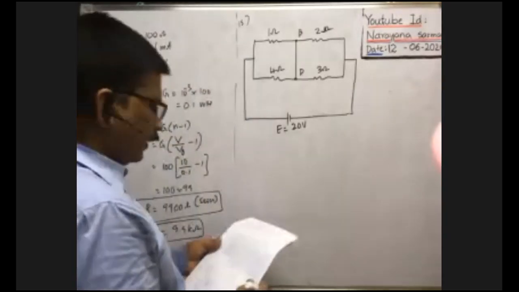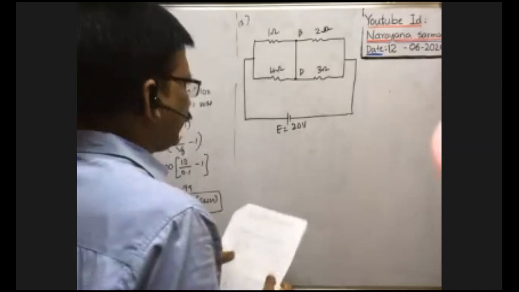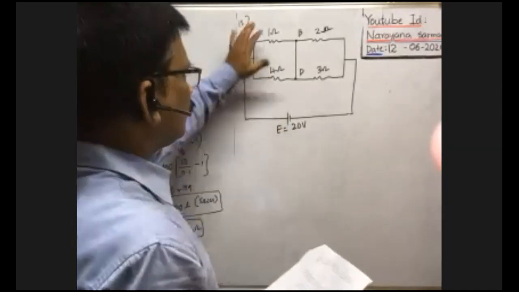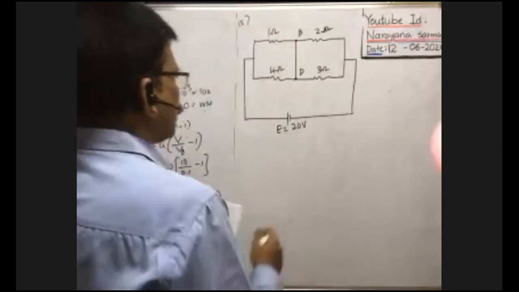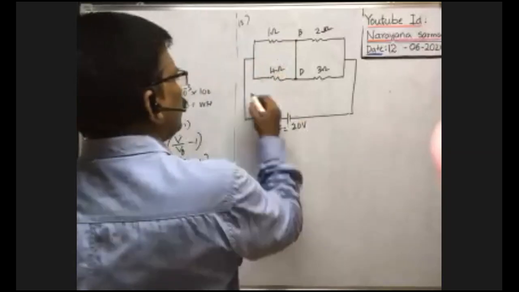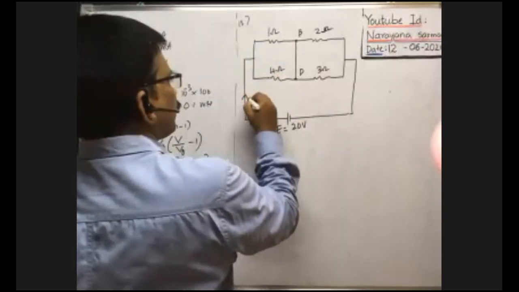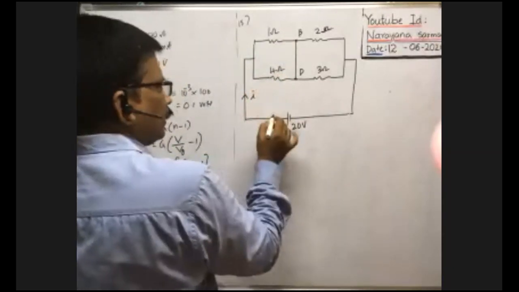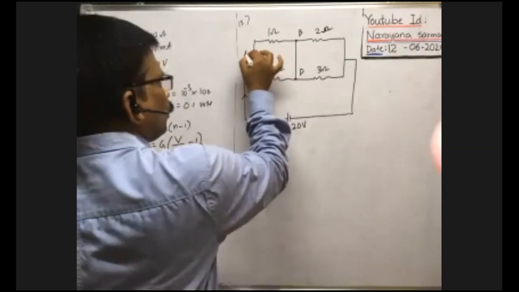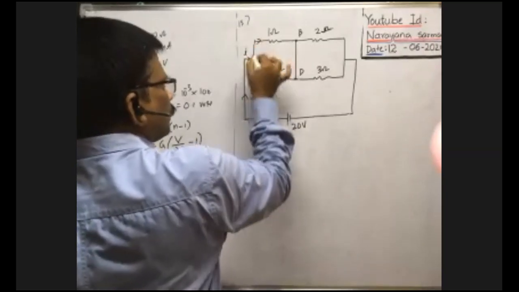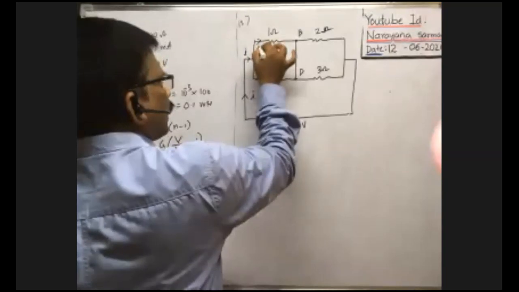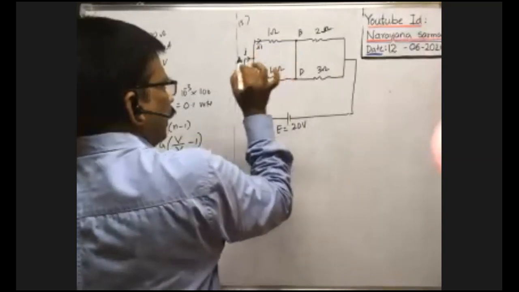Okay, here the EMF of the cell is given as 20 volt and the resistances are given. What is the current passing through this one, they asked. Here you see, suppose the cell supplies the current I. It is the main current. This main current, when it reaches the junction, divides into two parts, through this and through this. Through this, the current is I1. Through this, the current is I2.